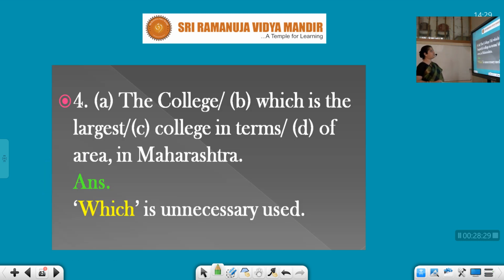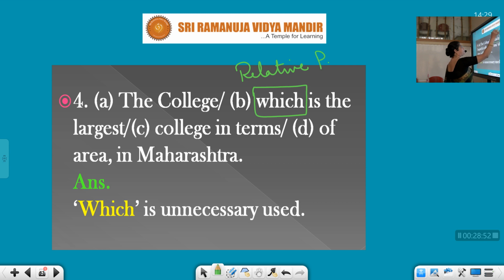Next one. The college which is the largest college in terms of area in Maharashtra. I repeat, when you are using which, it is a relative pronoun. What is which?